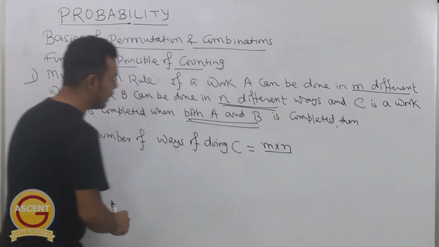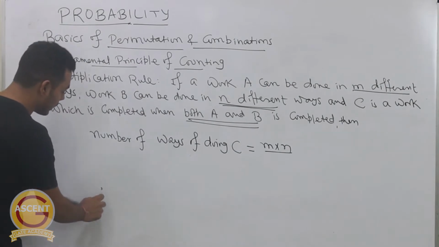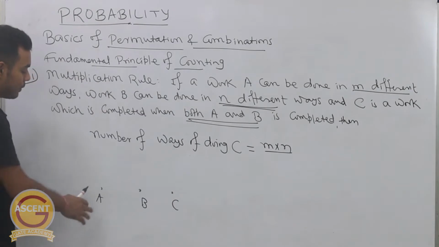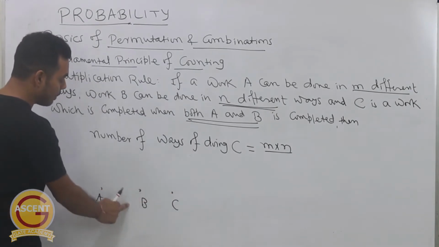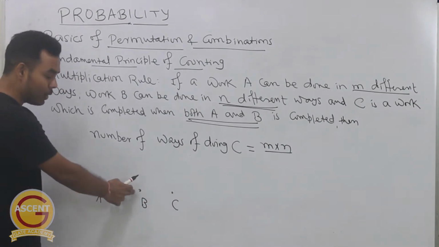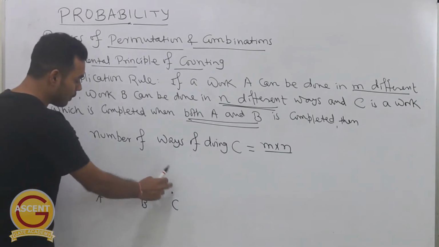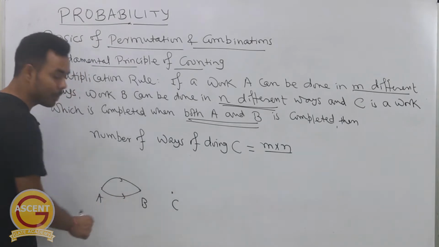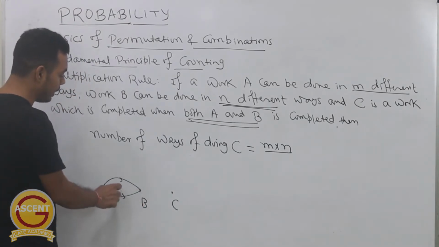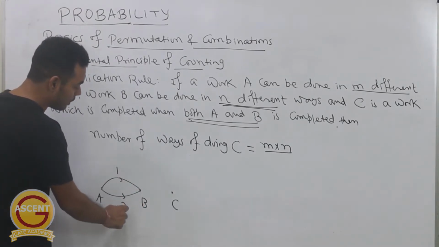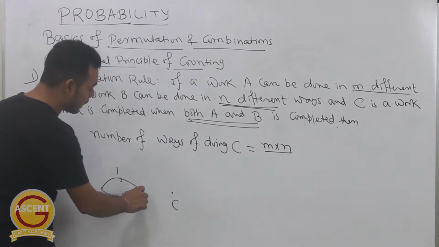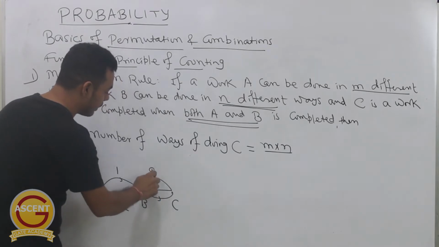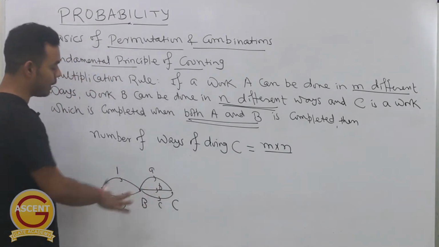So let me give you one very basic example. Suppose there are 3 points A, B and C, and our job is to go from point A to C, but the first step is to go from A to B and the second step is to go from B to C. Now suppose there are two paths connecting point A and B. There are two ways to go from point A to B. Either you can go along path 1 or path 2. And say there are three ways to go from point B to C. Say these are the three paths connecting point B and C.